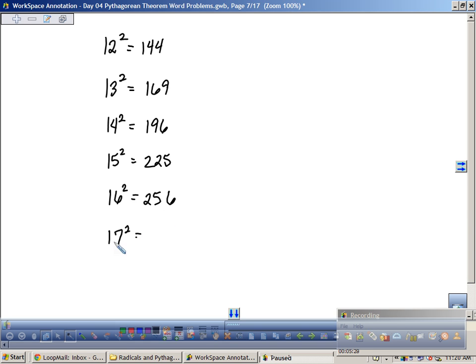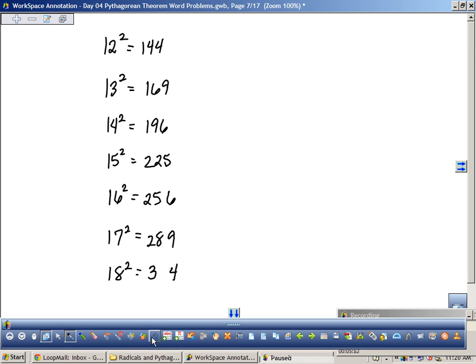17 squared, what is 7 going to end with? 9. 289. See how it's 1 less? 8 is 1 less than 9. 5 is 1 less than 6. See that? 18 squared. All right, so we know it's not going to be in the 2s. It's got to be a 3, right? And what's it going to end with? 8 times 8 is, look at this, 8 times 3 is 24.